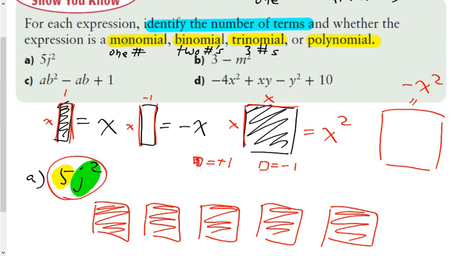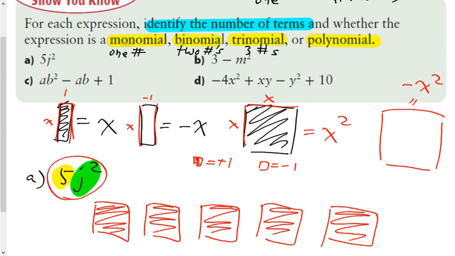Anybody want to guess? How many terms do you think that is? What do you think? Carl says 1 or 5. Which one is it? How many say it's 1 term? How many terms? You don't know yet. If you're guessing, how many say it's 1 term? How many say it's 2 terms? Interesting. Okay, 2. How many say it's 5? The answer is it's 1 term.